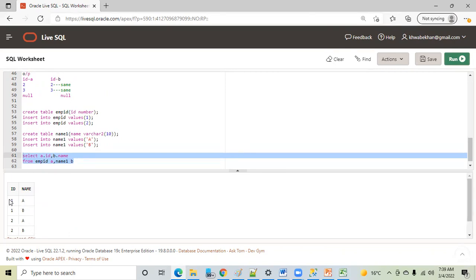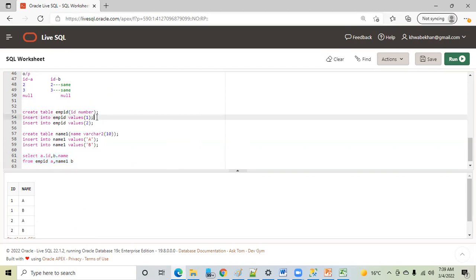Okay, so this is the output. Now, please explain to me, someone, tell me what is happening here. ID from the first table is compared with all data in the second table. Let's start here. 1 is mapped with A, so you got 1A. 1 is mapped with B, you got 1B.